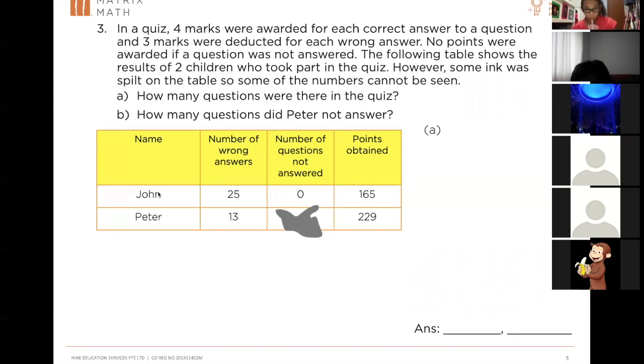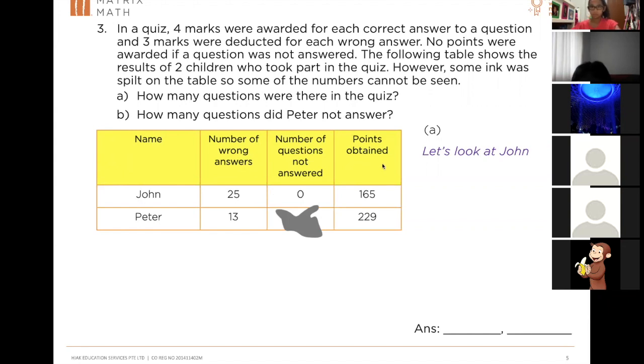So there are 2 children, John and Peter. And the question is, how many questions were there in the quiz? So let's focus on John, because John has the most information. Now, John has answered 25 questions wrongly. So obviously he will lose some marks.